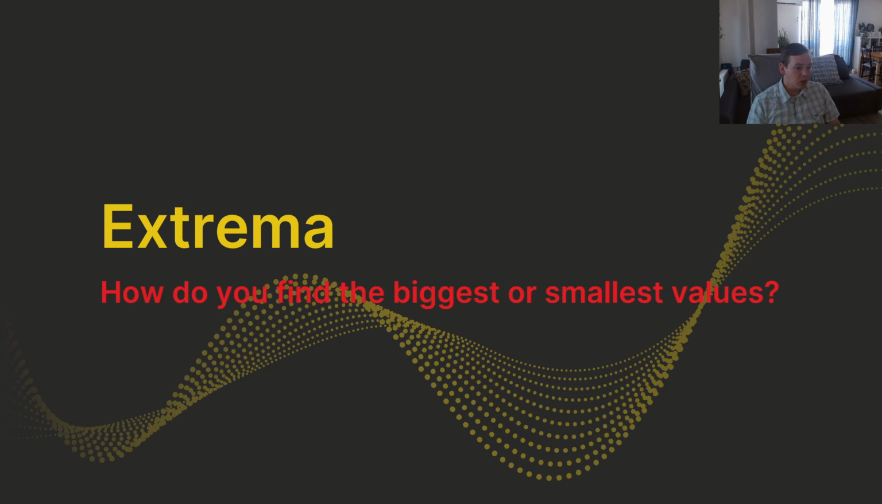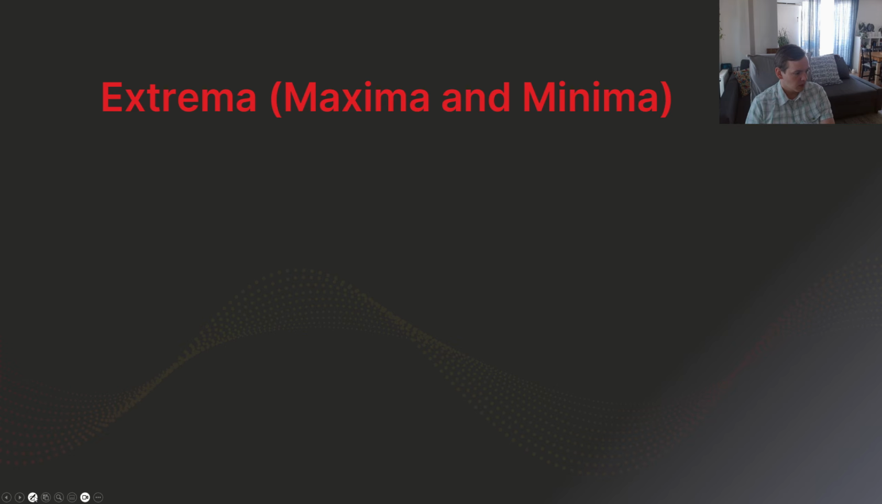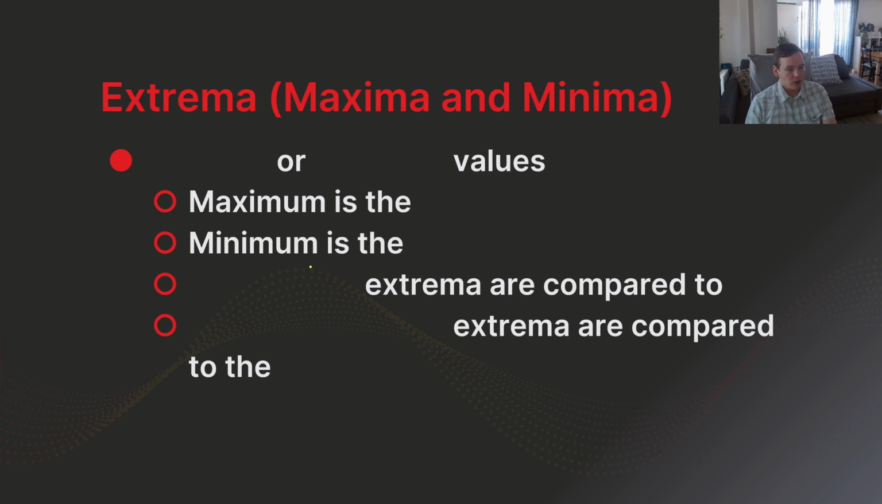This lesson we're going to look at extrema. So these are the biggest and smallest values. Starting out here, extrema are the largest or smallest values on a function. So it's an extrema if it's either the biggest or the smallest, either the largest or the smallest value.